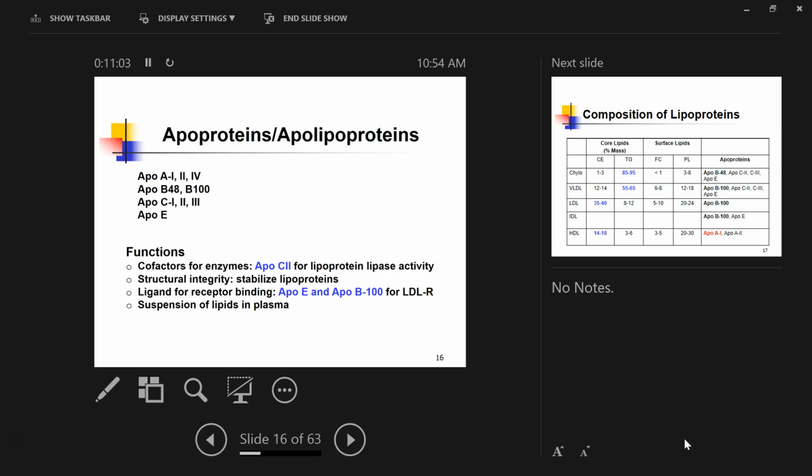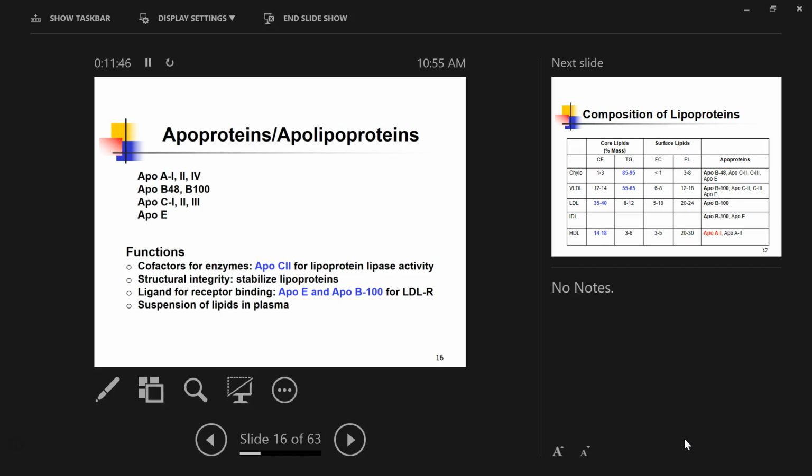First, some of the apoproteins can serve as so-called cofactors for enzymes. Here's a good example, you try to remember, right? ApoC2 is usually present on the surface of chylomicron and VLDL, and ApoC2 is very important for lipoprotein lipase enzyme activities. So ApoC2 works together with the lipoprotein lipase to hydrolyze triglyceride in both chylomicron and VLDL.